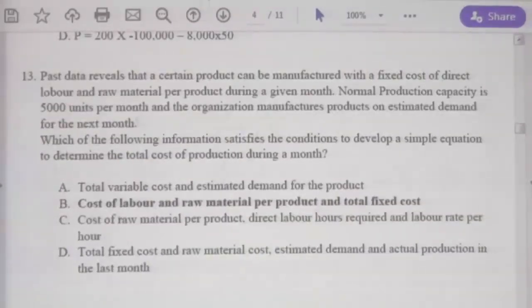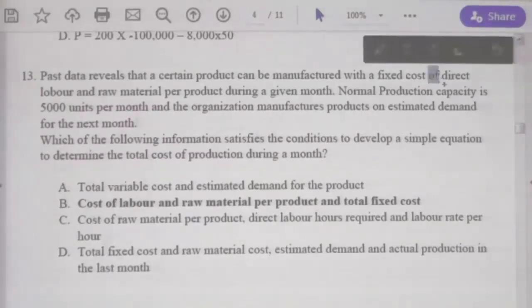Question number 13. Let's read the question, right? The theoretical question. Past data reveals that certain product can be manufactured with fixed cost of. In this question there is an issue, right? I will explain this. Past data reveals that certain product can be manufactured with a fixed cost.